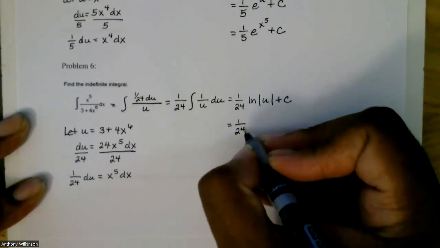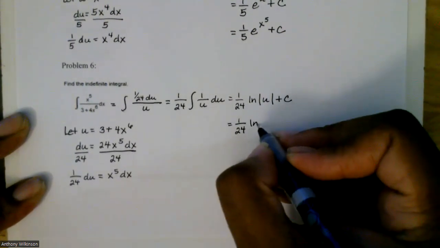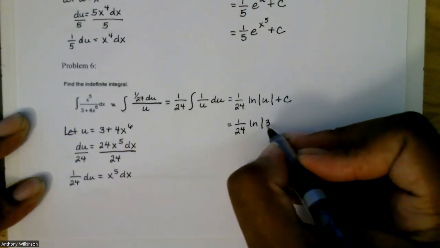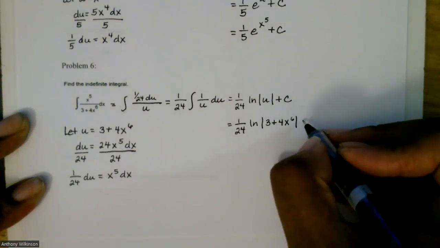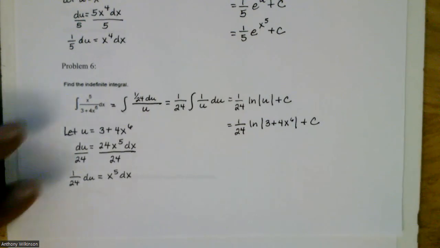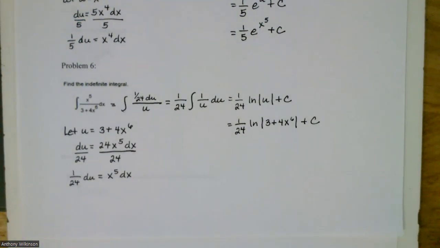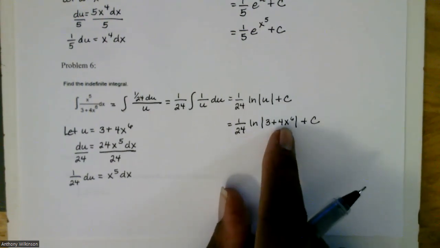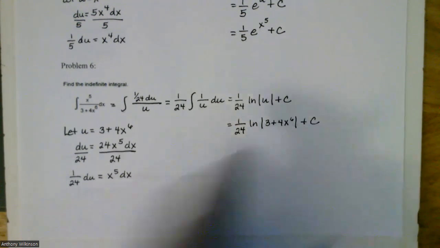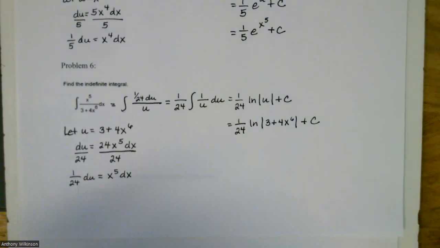Now let's do the back substitution. So I have 1/24 times the natural log of that u would be 3 plus 4x to the 6. And it'll be absolute value there, plus c. And I believe that would be the final answer for that one, because sometimes they may have ln of the 3 plus 4x to the 6 in parentheses instead of the absolute value, because of the fact that 3 plus 4x raised to the 6 will never be negative.